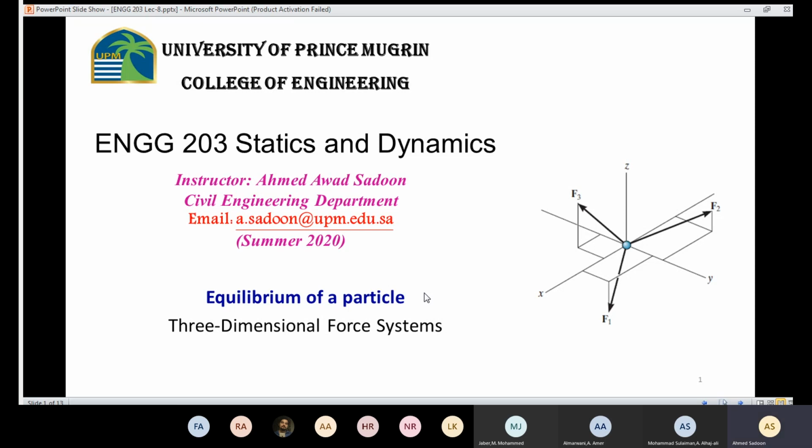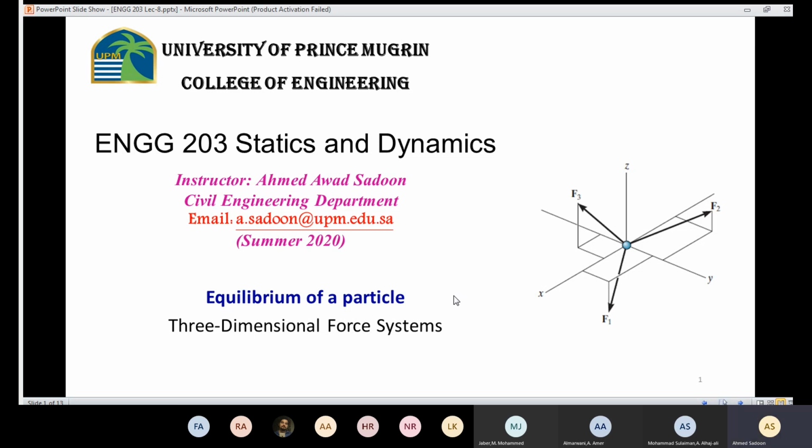Also, we talked about the coplanar force system. In the coplanar force system, the forces act in the XY plane. And we said that in order to solve a problem like that, we are going to resolve the forces into X and Y components, and then we are going to apply the equations of equilibrium.